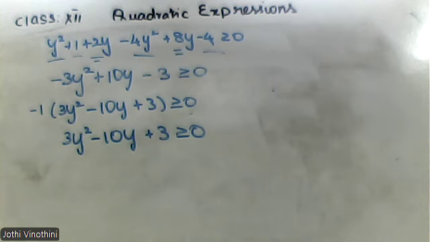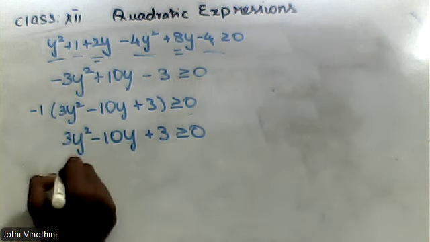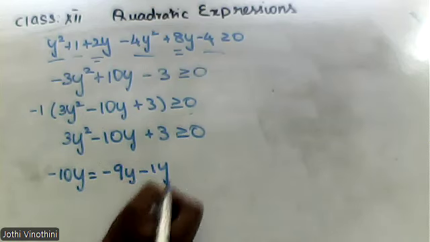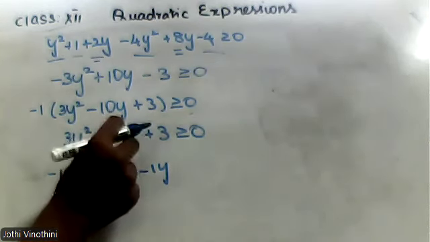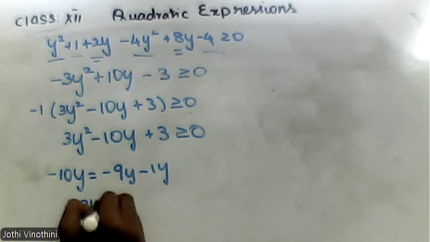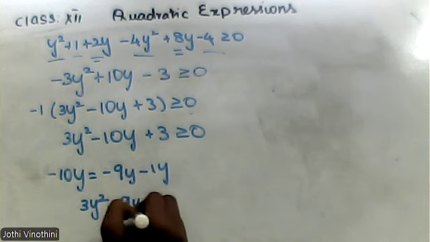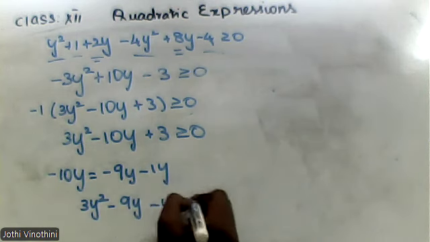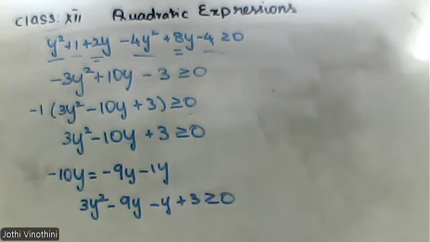So in order to simplify this, I am going to change this 10y. We have minus 10y. We can write it as minus 9y minus 1y. We are going to replace this 10y by minus 9y and minus 1y. So 3y squared minus 9y minus y plus 3 greater than or equal to 0. I give you a minute so that you can copy this, and we'll move to the next step.